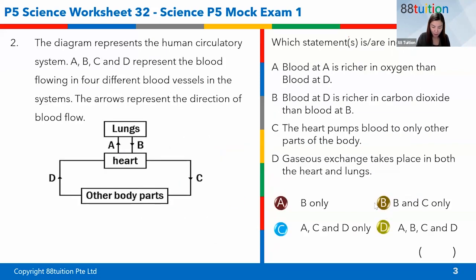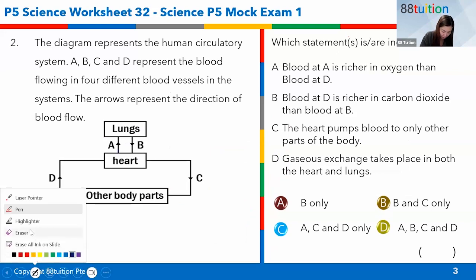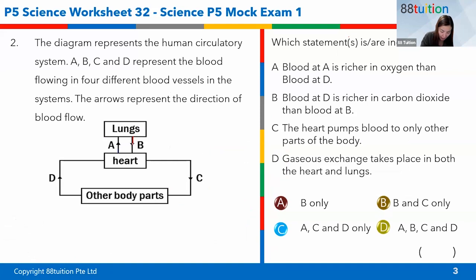Okay, question 2. The diagram shows the human circulatory system. A, B, C, D represent the blood flowing in 4 different blood vessels. Okay, so let's look at this now. We have the lungs, we have the heart, we have other parts of the body, right? So now you know, if the blood vessel is flowing from the lungs towards the heart, this contains a lot of oxygen. Then very little carbon dioxide.